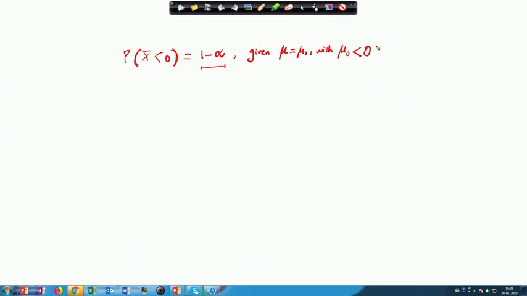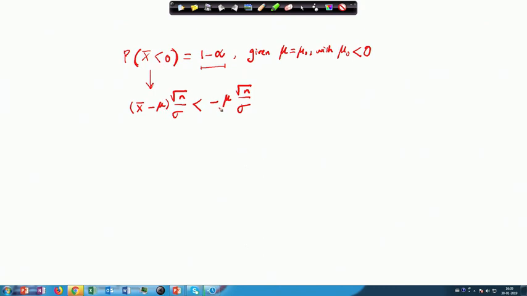So, if you observe the corresponding expression, we can rewrite this inequation by writing x bar minus mu into root n by sigma, and writing that this is lesser than or equal to minus mu root n by sigma. I am just deducting mu from both sides.